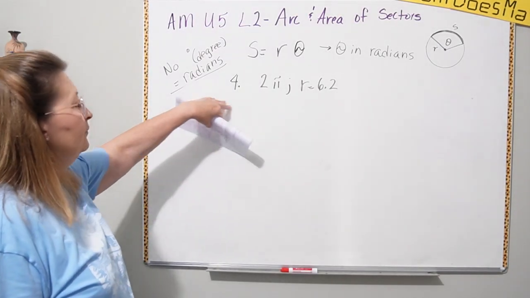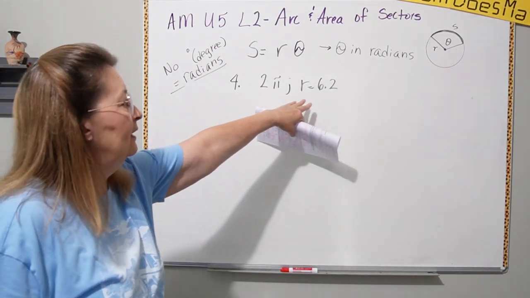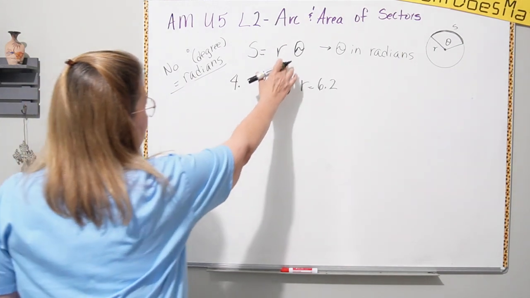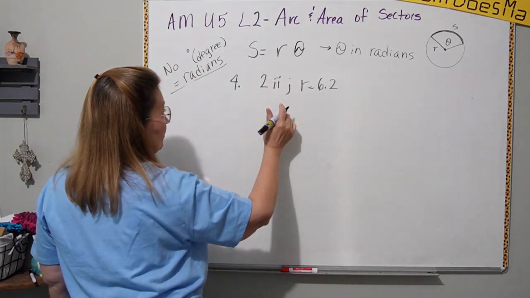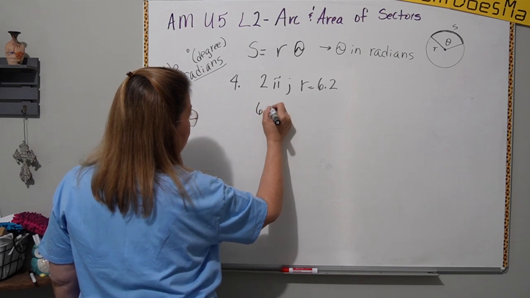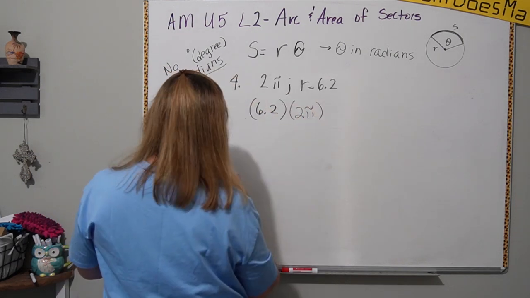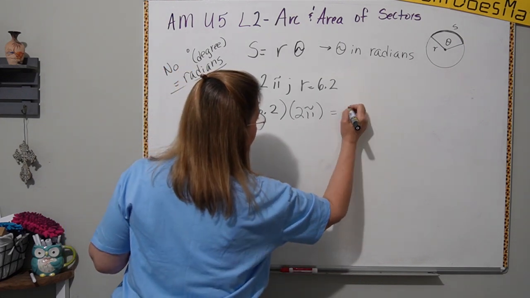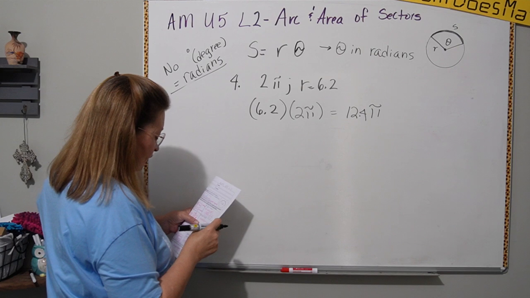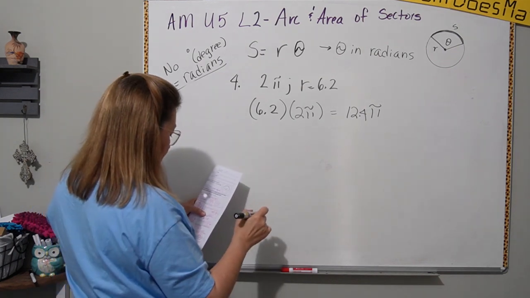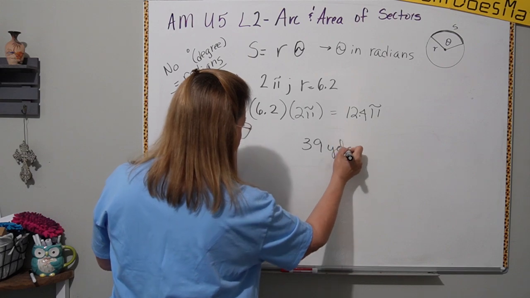Okay, number 4, the intercepted angle is 2 pi, and the radius is 6.2, so we're going to use our formula. Fortunately, this is in radians again because there's no degree symbol, so I'm going to have 6.2 times 2 pi, and when I multiply those together, I'm going to get 12.4 pi, and if you put that in your calculator, that will give you 39 yards.